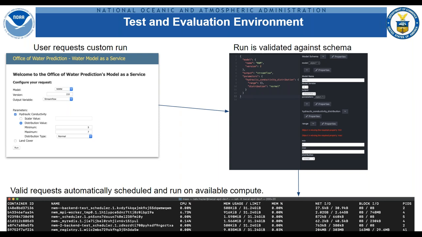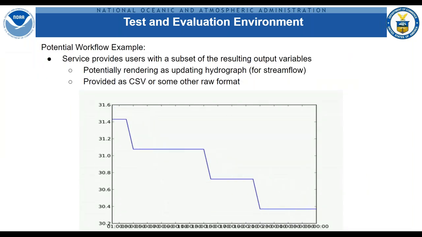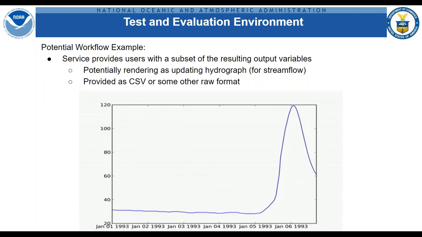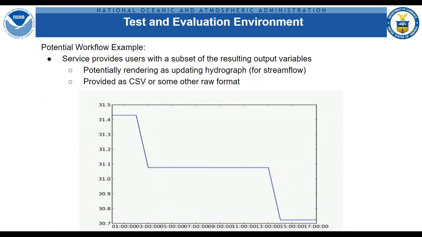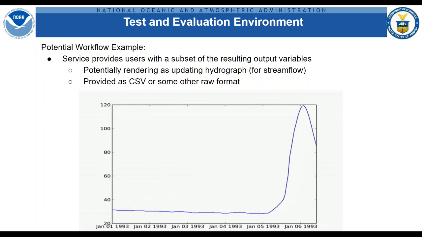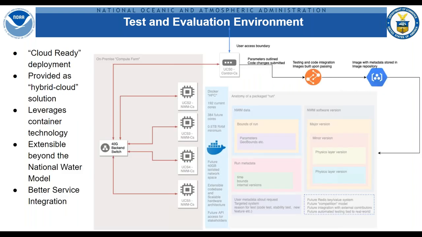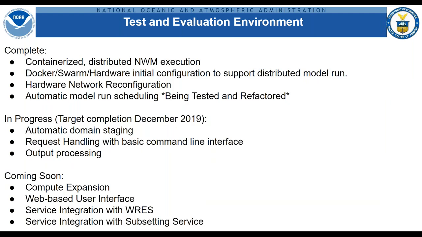Here is an example of the web interface, some more of the details, and an example of what the output would look like, which you would receive as a user. You would get the raw output, but then you would have some visualization of the model run as well. Here are some details. We're running short on time, so I'm not going to go through the details. It's essentially running on off-the-shelf hardware that we're able to purchase for not that much money. We've containerized and distributed the water model execution. We have the Docker configuration developed to support the initial distributed model run. We've configured the hardware.